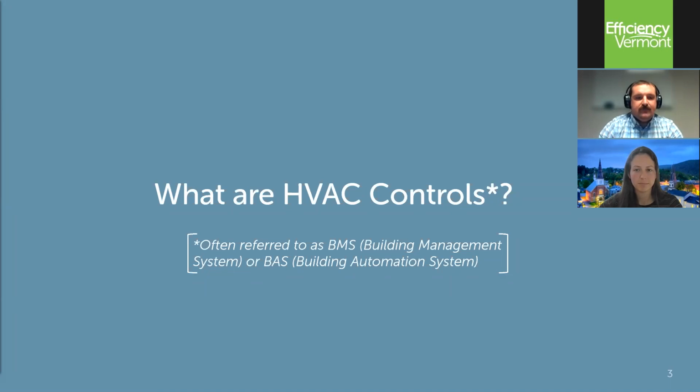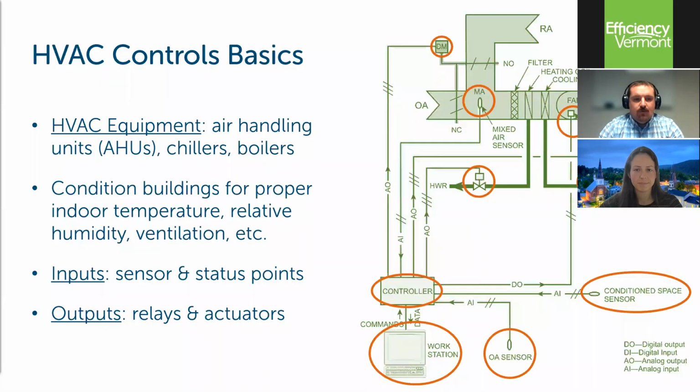Excellent. Thank you, Alex. So as we get started here, one thing we want to do is just go over the basics of what HVAC controls are. In our commercial buildings, we have all of our HVAC equipment, air handling units, boilers, fan coil units, and they're all meant to condition the space, whether it be for temperature, relative humidity, ventilation, for both the occupants and if there's any product in an industrial building.